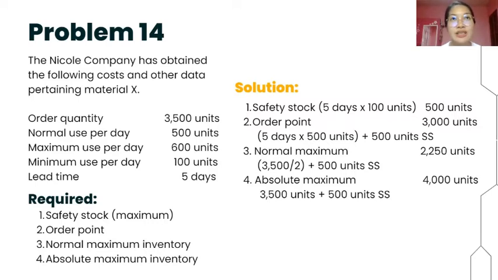For the normal maximum inventory, we need to find the average order quantity. So we only need to assume beginning and end, divide by 2, plus the safety stock. So our normal maximum is 2,050 units, and the absolute maximum is the order quantity of 35 plus the safety stock. So these are your answers.